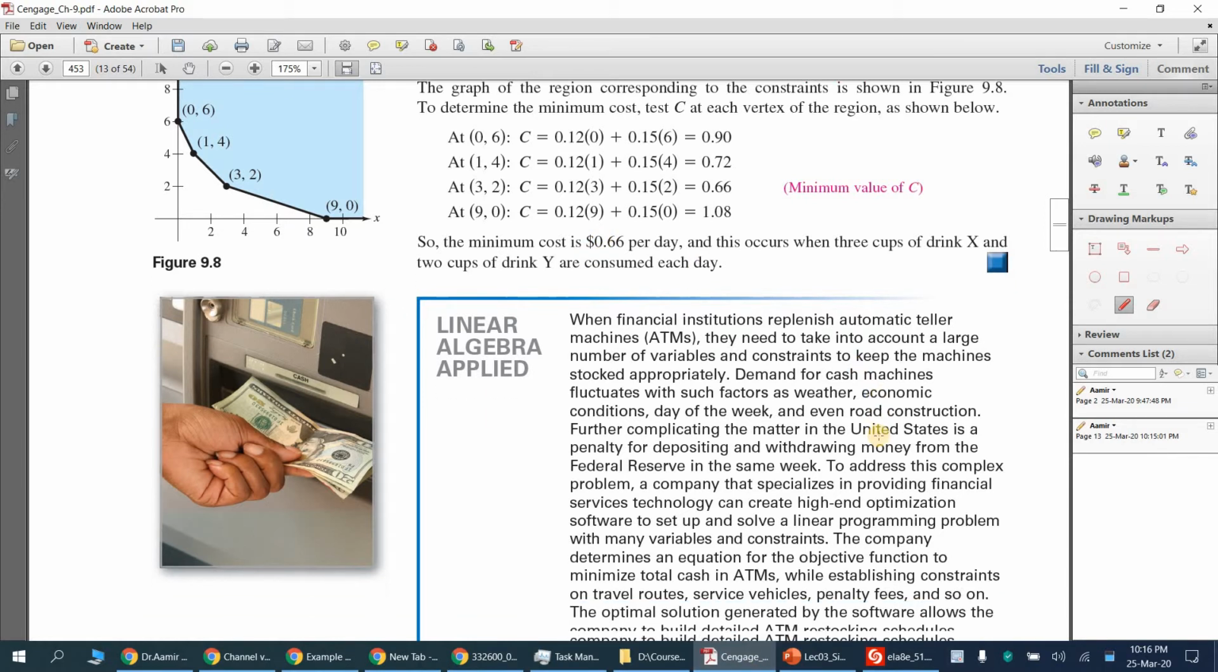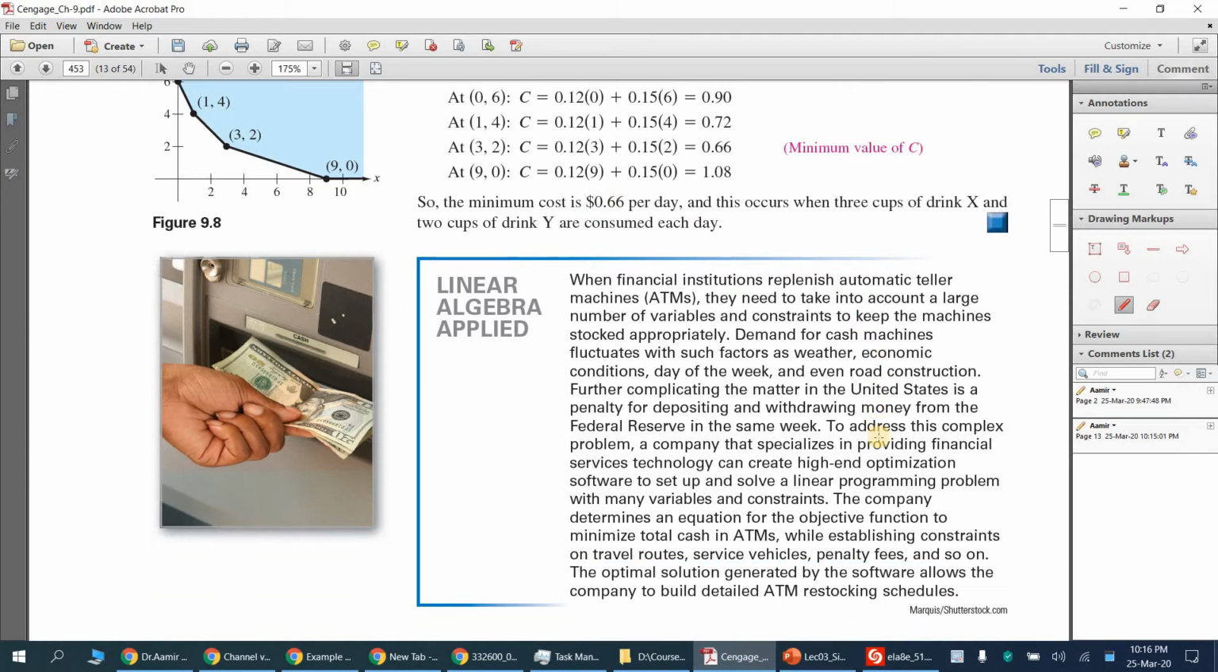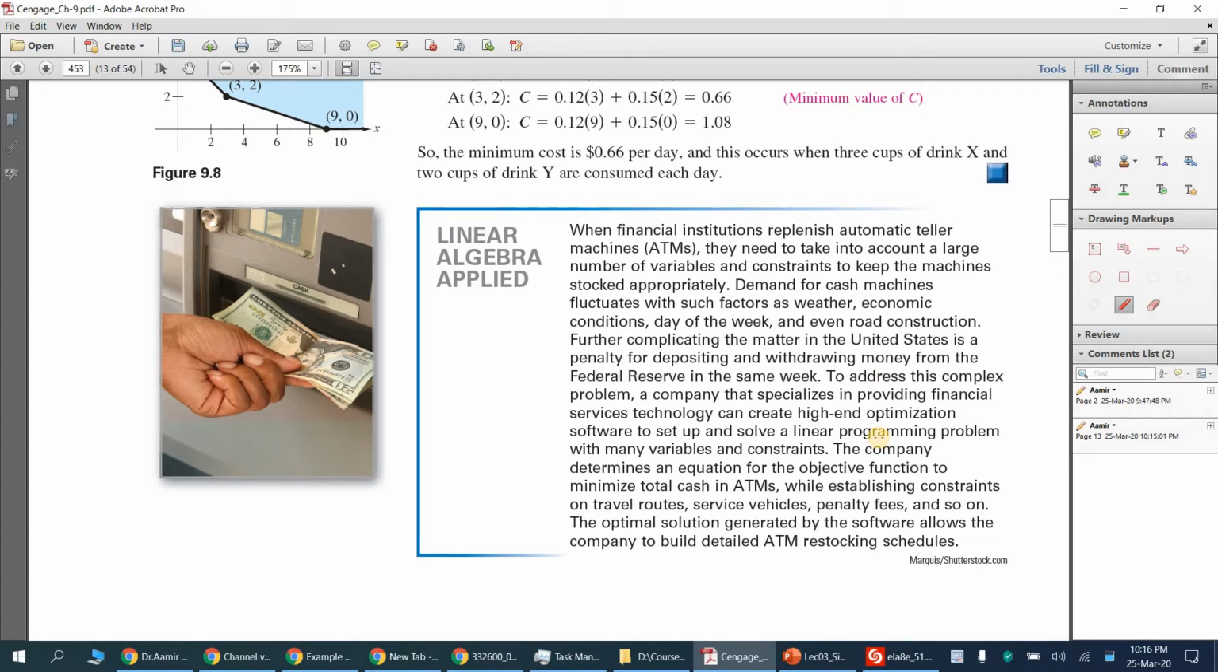So this is another application of optimization techniques that is used by the banks. The software is used by the banks based on the customer behaviors and other data, for example weather and whether there is a holiday or not. The banks can predict when they need to fill the ATM machine again with money.